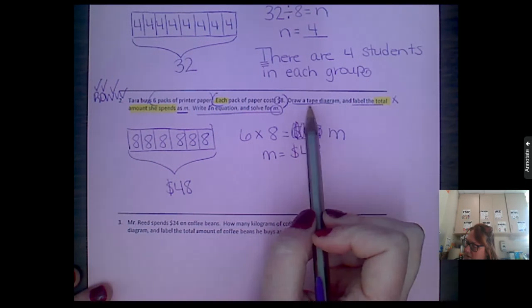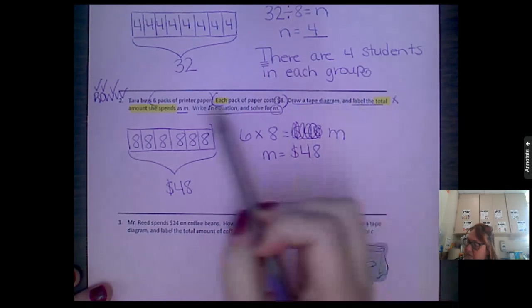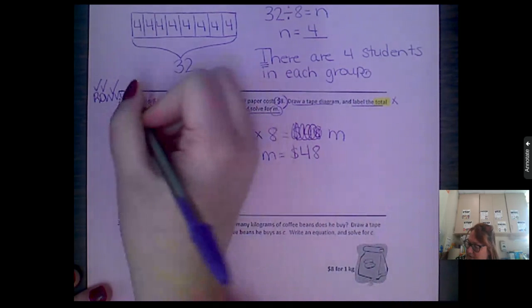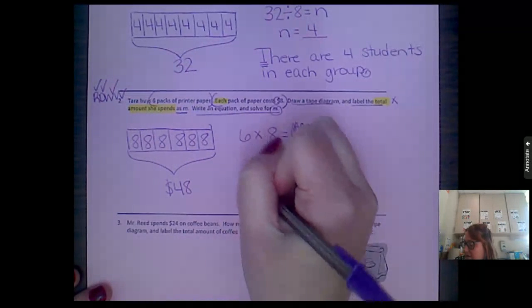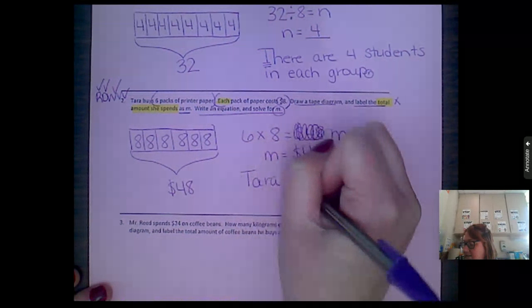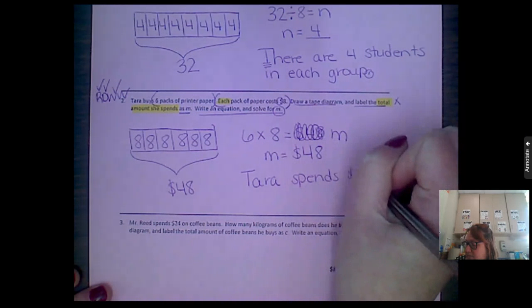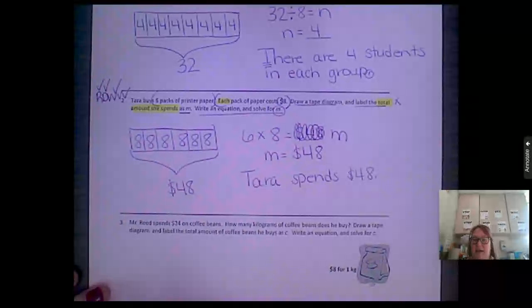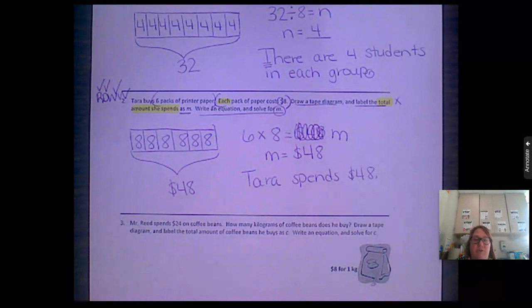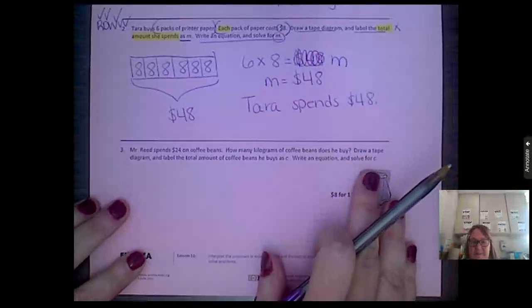So we want to draw a tape diagram and label to find the total amount she spends. So, and it's Tara. So Tara with a capital T. Tara spends $48. Okay, capital letter and period. How did you do? Did you do okay? Did you forget the M like me, or did you get it? Good if you got it, and if you missed it, that's okay, because I did too. Okay? All right, let's take a look and see how you did with number 3.